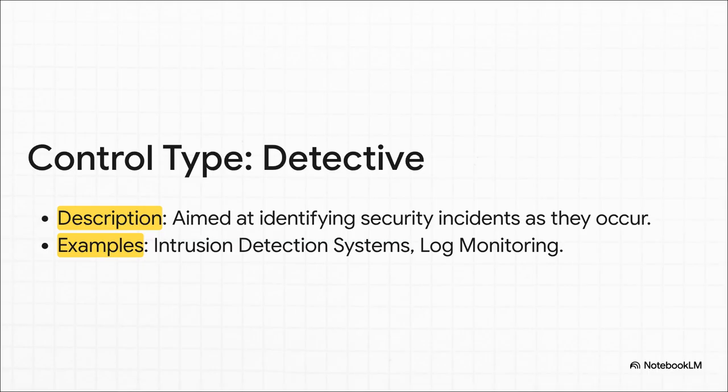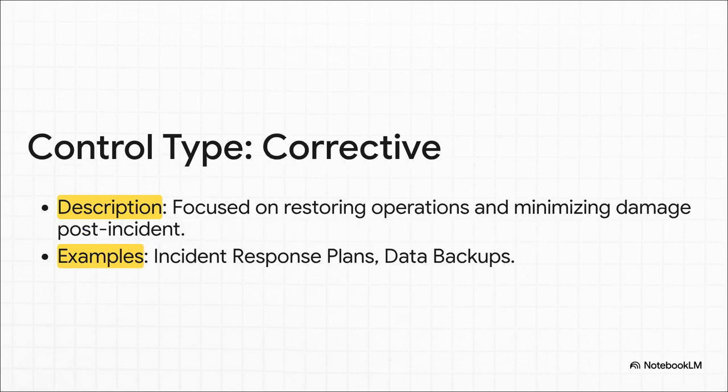But let's be real, no wall is unbreakable. So, what if someone starts trying to climb over? That's where detective controls come in. These are your watchtowers, your alarm bells. Things like intrusion detection systems and log monitoring are always on the lookout, ready to scream, "Intruder," the second something looks off. Okay, the alarm is blaring.